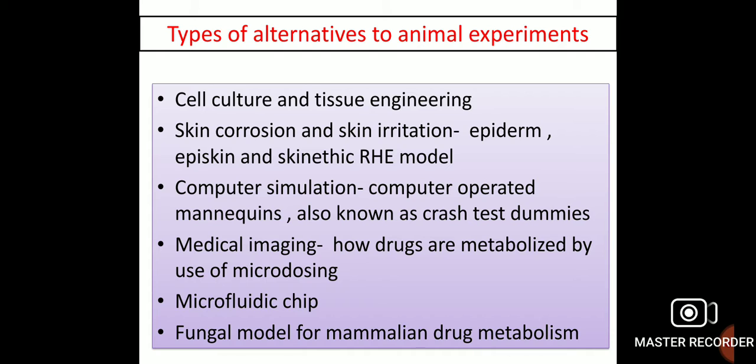Then computer simulation, which includes computer-operated mannequins, also known as crash test dummies. Then for medical imaging, how drugs are metabolized can be tested by using microdosing in humans. So this is also one of the alternatives to animal experiments. Then microfluidic chip, then fungal model for mammalian drug metabolism. We'll see each one of these in brief in upcoming slides.